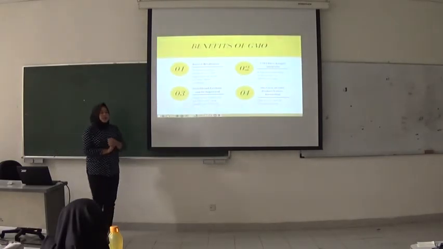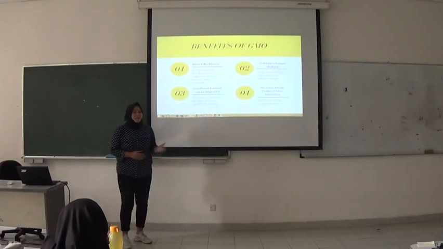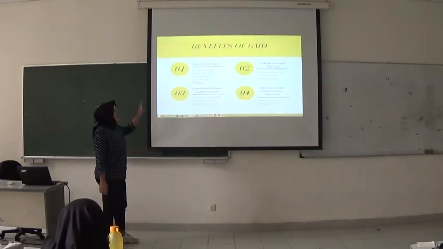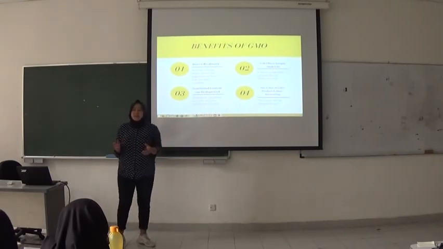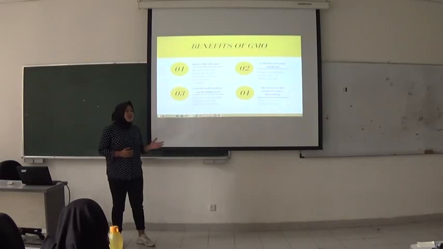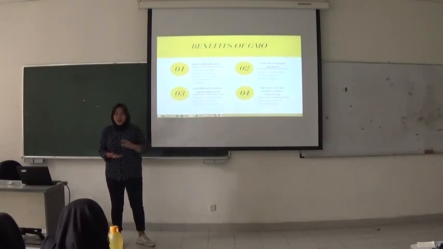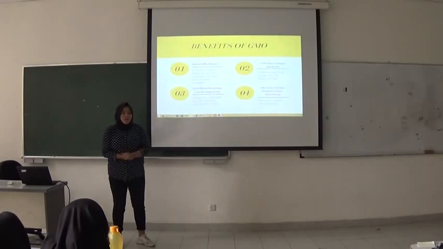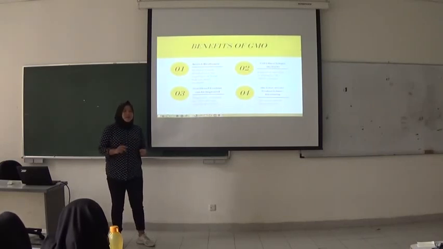And now I'll jump into the main material. This is about the benefits. First, this is insect resistance. It means that anything or any food containing GMO will be insect resistant. So no insect will be attracted to that food that has been injected with the substance of the GMO.